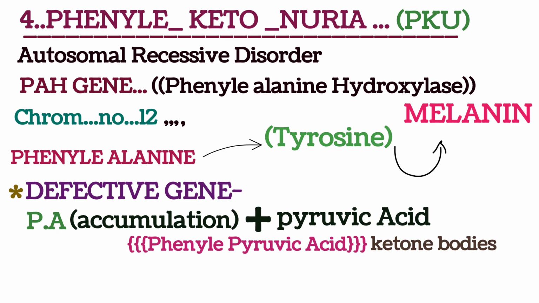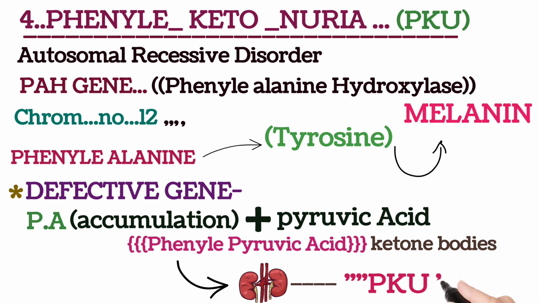When the concentration of phenylpyruvic acid increases in blood, it reaches the excretory organ, we can say kidneys. Here the kidney does not reabsorb it, but excretes phenylpyruvic acid that has ketone bodies through urine. This is the reason the disease is known as Phenylketonuria. Dear friends, it was all about the basic and brief concept of PKU.